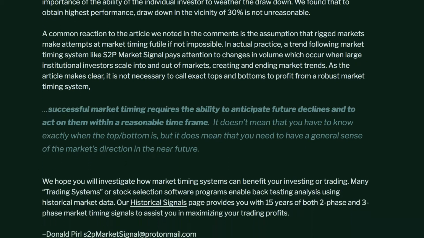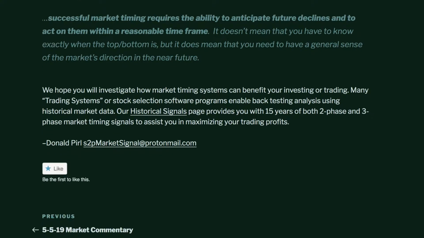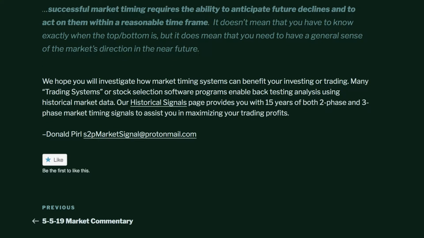Successful market timing requires the ability to anticipate future declines and to act on them within a reasonable time frame. It doesn't mean that you have to know exactly when the top or bottom is, but it does mean that you need to have a general sense of the market's direction in the near future.